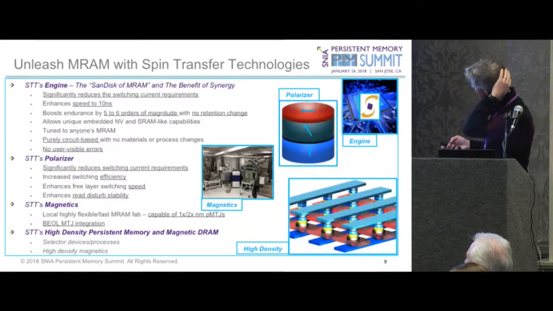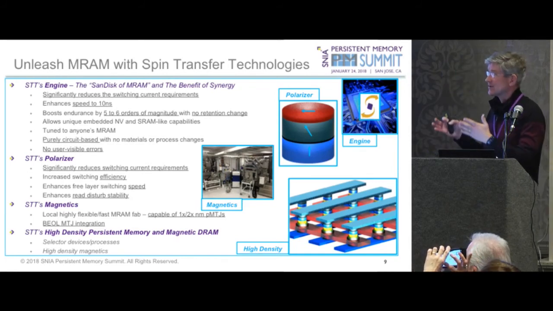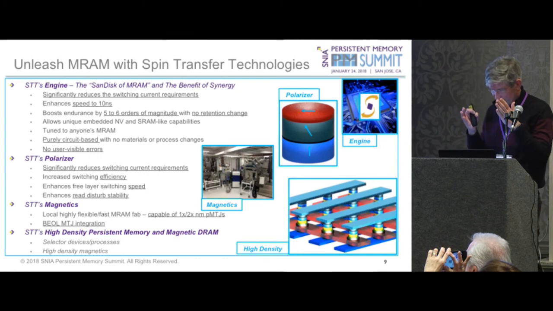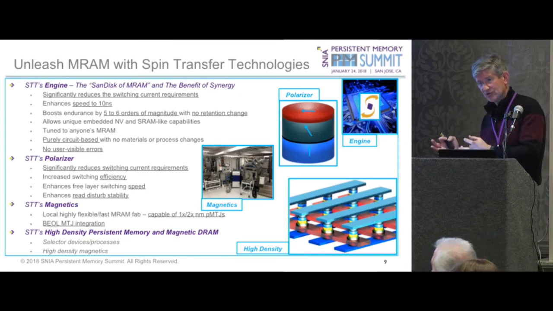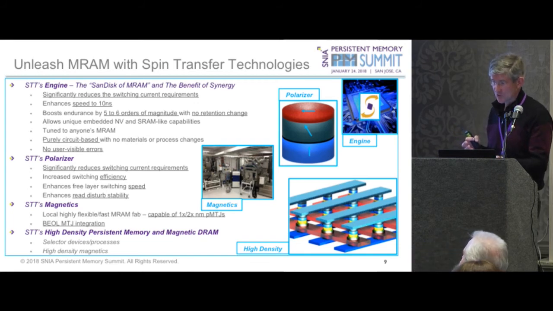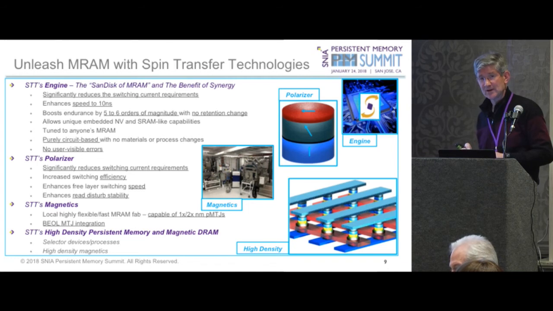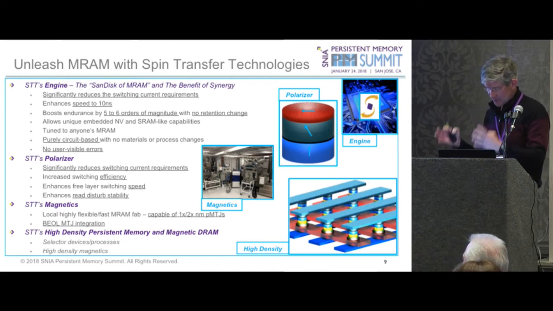So, like I said, we have the engine, and this is what I believe is the SanDisk of MRAM, because it's an understanding of the physics of the switch, creating circuitry that allows a boost in performance and reliability by orders of magnitude. It can reduce switching currents and it enhances speed. If somebody said to me a year ago that this company had a piece of circuitry that could be added to a non-volatile memory that could boost endurance by 6 orders, I would have said there's no way that can be done. But it can. So this is one of the reasons I joined the company.